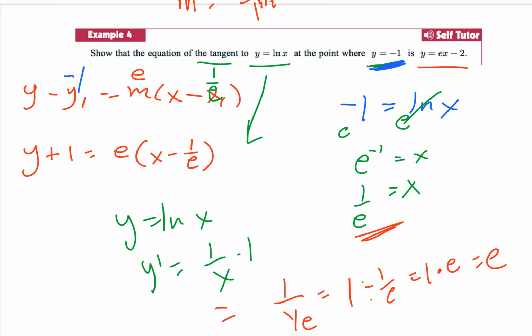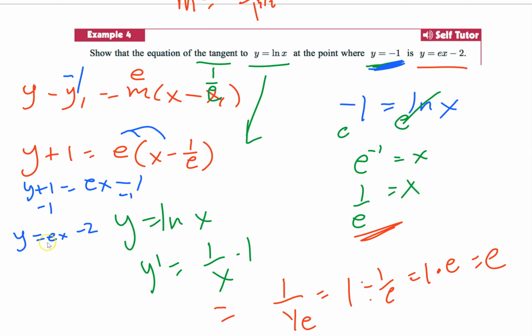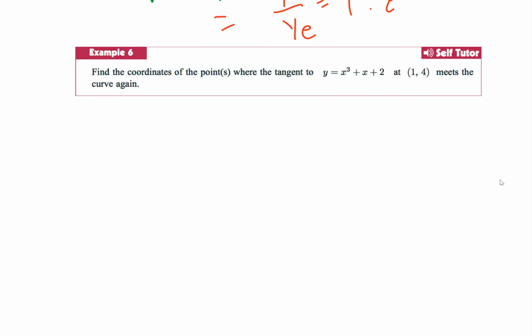So let's just do some algebra. Distribute. y plus 1 equals ex. Now, e times 1 over e just cancels out. Subtract 1 from both sides. And y equals ex minus 2. And like magic, or mathemagic, they match. Let's do one last example to make sure we got this.